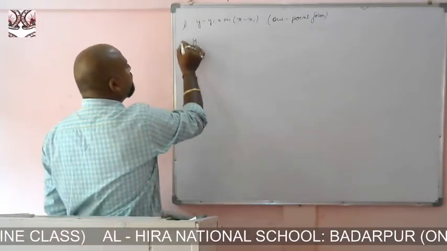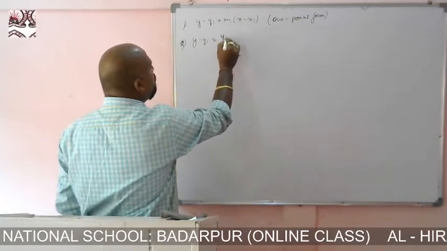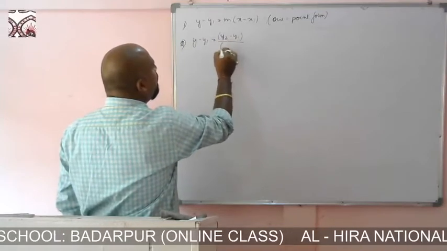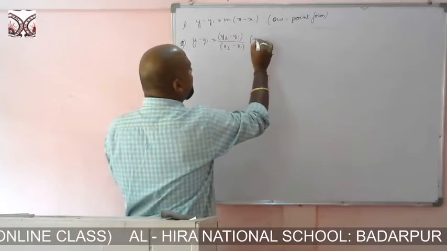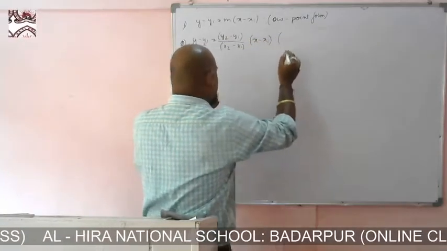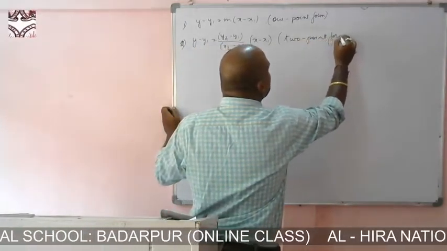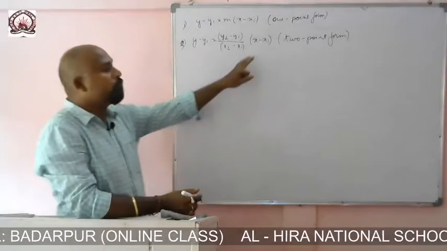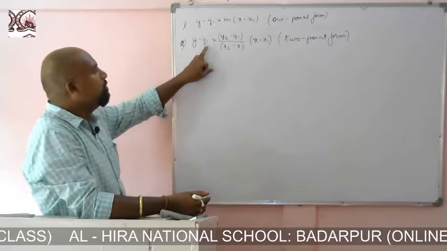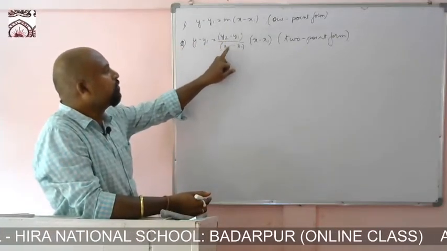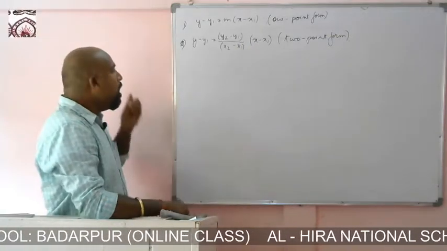So this is number 1, and formula number 2 is y minus y1 equals y2 minus y1 divided by x2 minus x1 into x minus x1. That is given by the two-point form. When two points are known to us, the equation of the line is given by y minus y1 equals y2 minus y1 divided by x2 minus x1 into x minus x2.